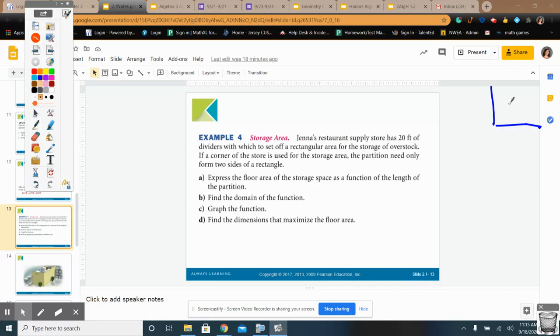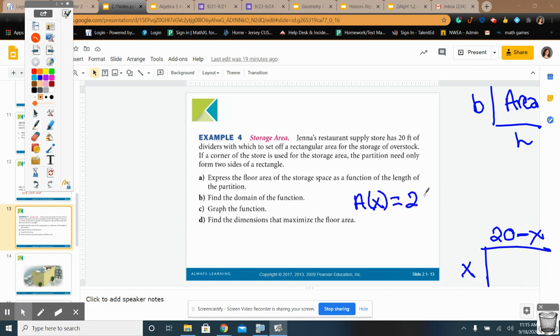The area. Well, the area is base times height. So they're going to want us to multiply the 2 sides to get the area that they're talking about. But we don't even know how she's using it. All I know is that there's 20 feet total. So if we don't know how much she's using here, she's using the rest on this side, which would be 20 minus x. And then the area would be the area function, 20 times 20 minus x.